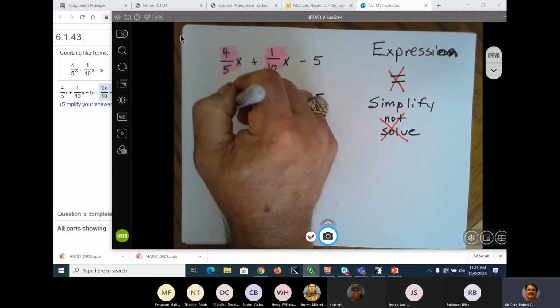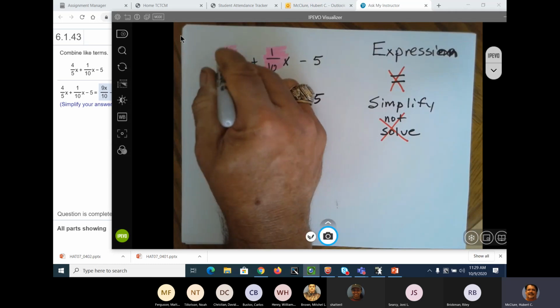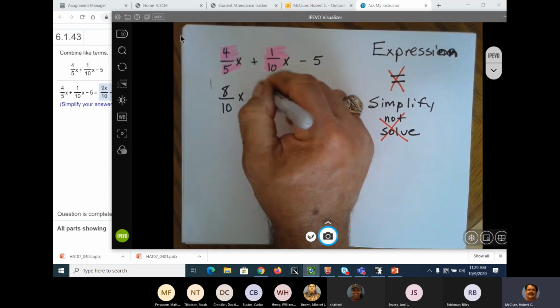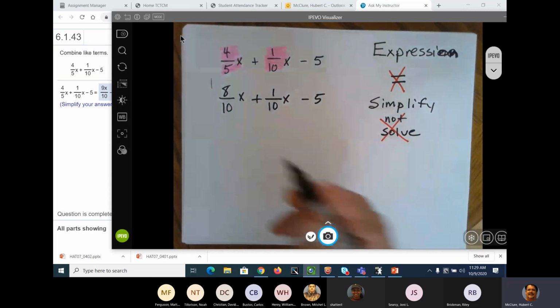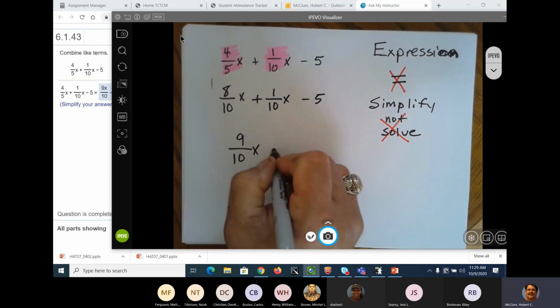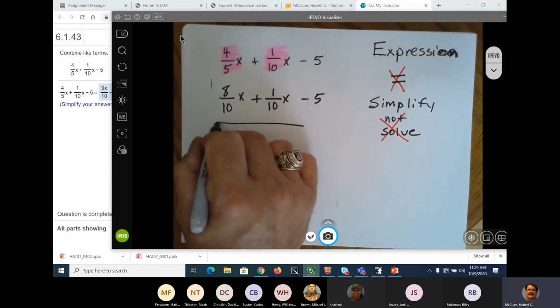And 5 will go into 10 2 times. 2 times 4 is 8. 10 will go into 10 one time. 1 times 1 is 1. And your final answer is 9/10 x minus 5.